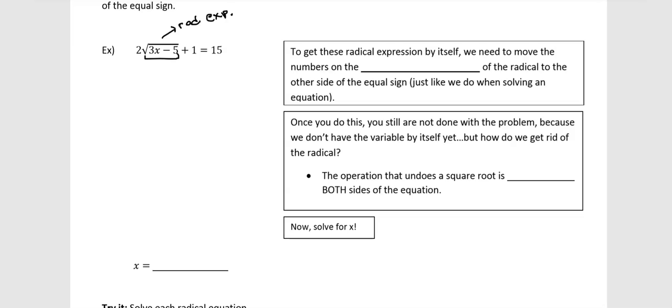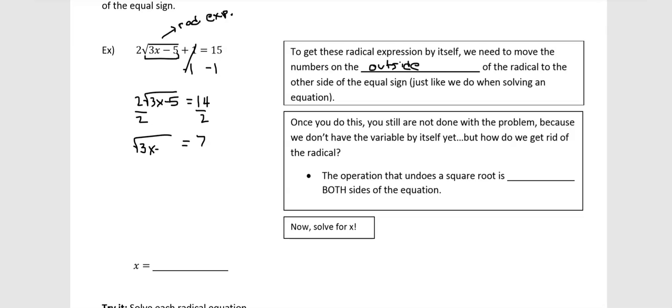Okay, so to get the radical expression, we need to move the numbers on the outside of the radical to the other side. Just like what we did all last unit or all last semester. So first we want to take care of the addition. I'm going to move the 1 over, so I'm just left with 2 radical 3x minus 5 equals 14. Keep going, the 2 is still on the outside, so I'm going to divide by 2. So here's where I'm at right now.